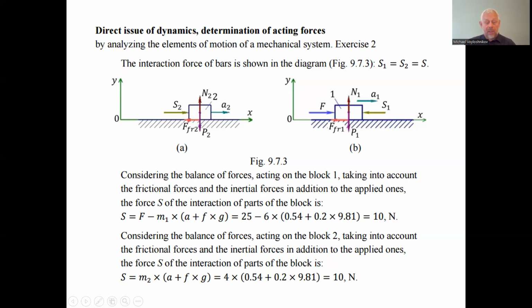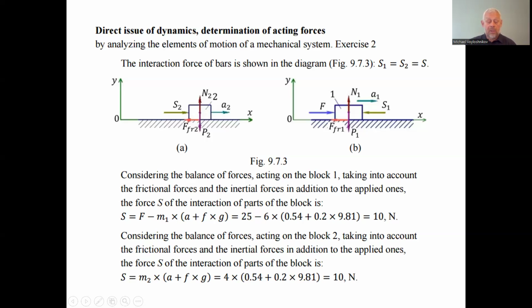And what about the second block? Considering the balance of forces on block 2, taking into account the frictional forces and the inertial forces, in addition to the applied ones, we can consider the balance of the forces acting on this block: the force has to be equal to the forces of inertia and the forces of friction. The mass of the second block by the acceleration we got when we considered the motion of the two blocks together under the action of the external force. So the force S we can find as well, 10 kilos.